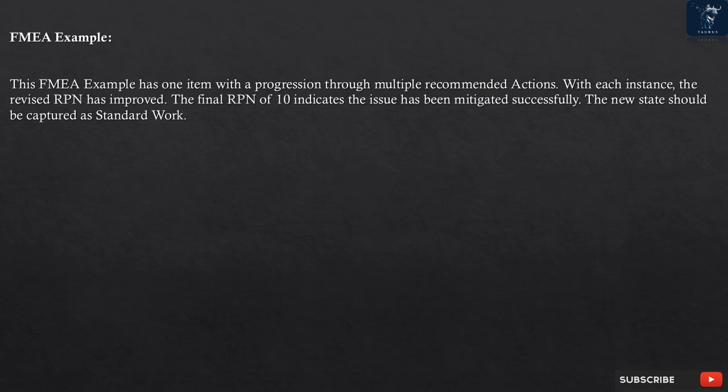FMEA example. This FMEA example has one item with a progression through multiple recommended actions. With each instance, the revised RPN has improved. The final RPN of 10 indicates the issue has been mitigated successfully. The new state should be captured as standard work.